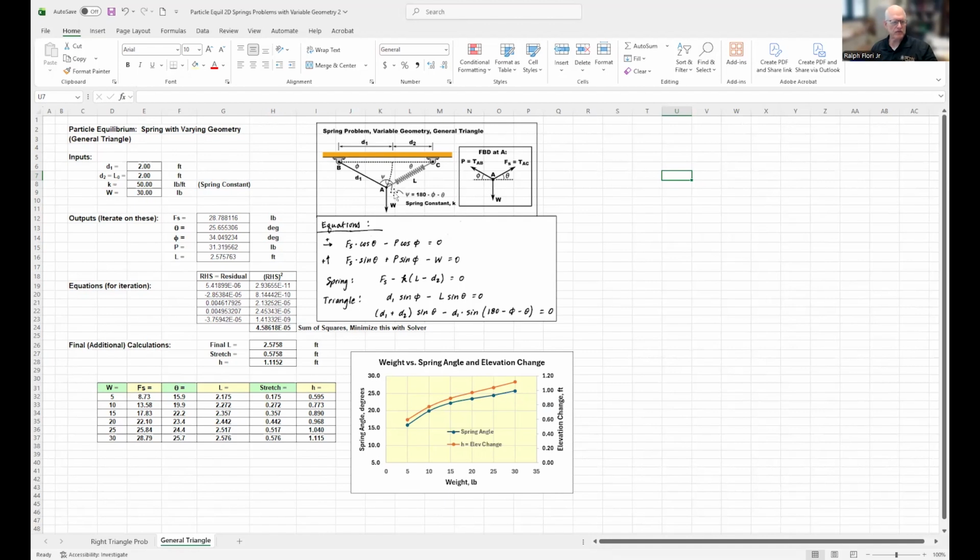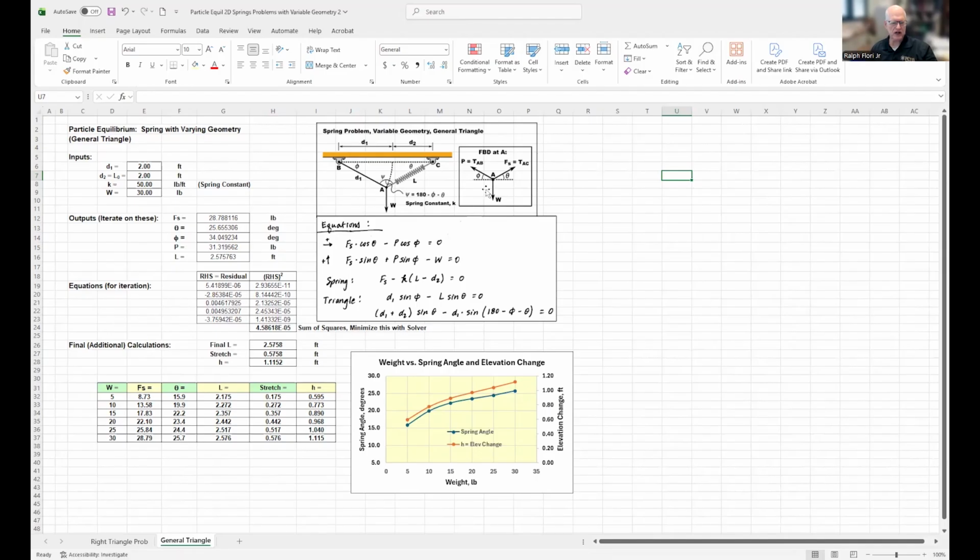So at this equilibrium position, force equilibrium has to be satisfied. In other words, particle equilibrium has to be satisfied. So this is my free body diagram at point A. And so I have a force of the spring that acts at theta. And then I have a force that acts along this cable, which acts at phi. And I have the weight that I've hung. So I can write 2 equations of force equilibrium.